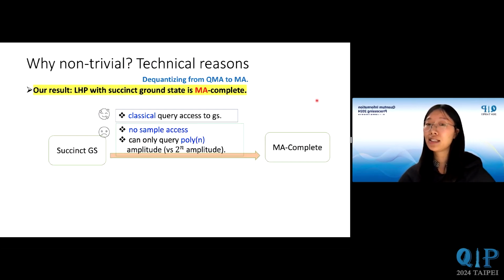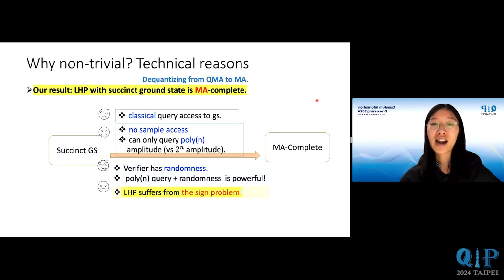Why does this make a big difference? Because if you only have query access and you want to prove this inside MA, you are only able to query the Hamiltonian and amplitudes. But in total, there are 2 to the n amplitudes. So basically, this means you need to get the global information of the ground state by looking at a negligible fraction of the amplitudes. So this is the first technical reason.